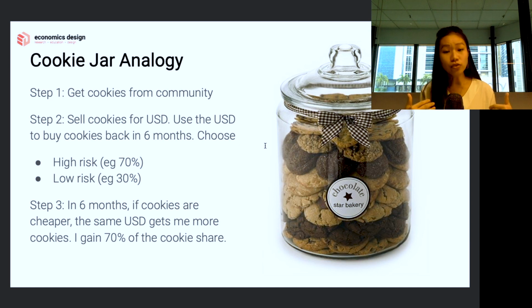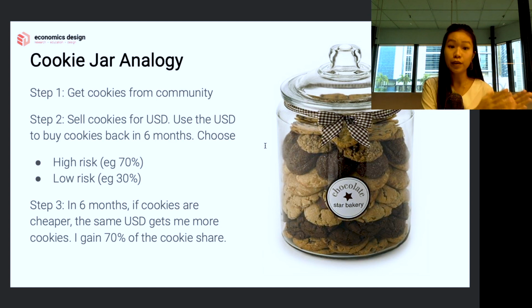So if the cookies are now more expensive, then you don't get back 100% of your cookies. There are 10 cookies that are lost because the prices of cookies are so expensive now. If you're in a high risk, you lose 7 cookies, and if you're in the low risk, you lose 3 cookies. Together, they add to 10 cookies. So that's the idea. And that's the main difference.